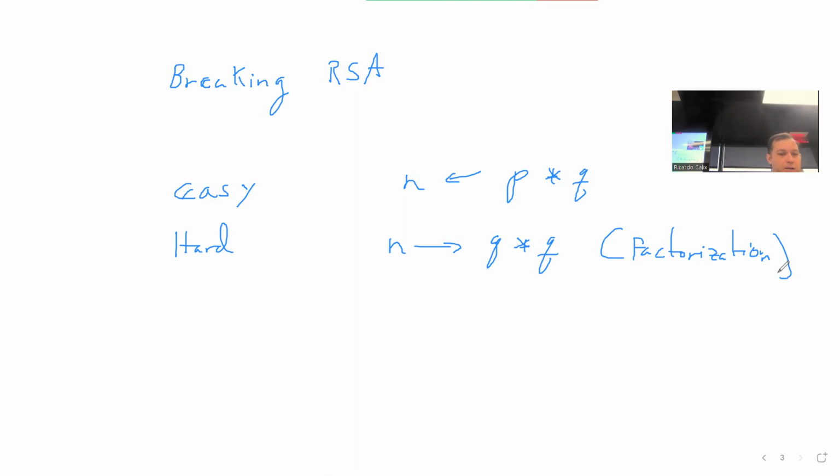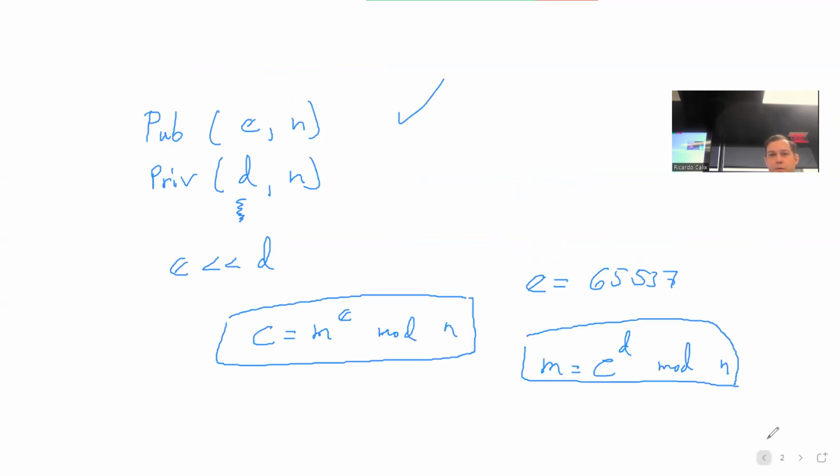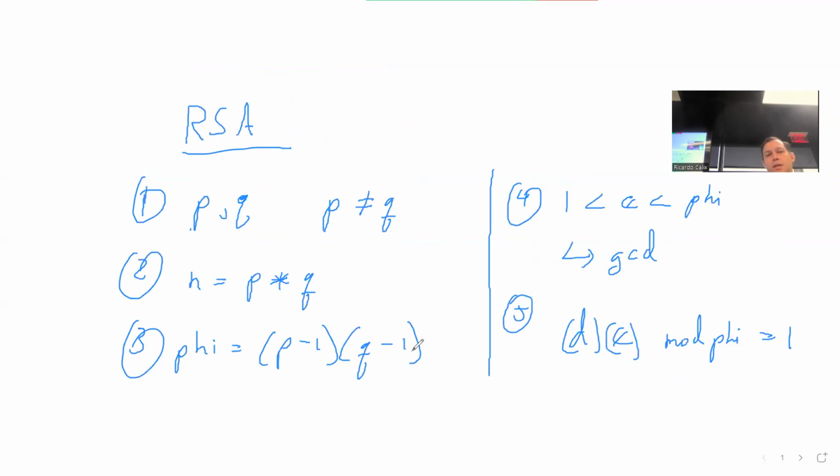So if you break RSA by getting P and Q from N, then you can use it to calculate everything. So if we go back to here, let's think about the logic. If you have N, you cannot compute phi, for instance.